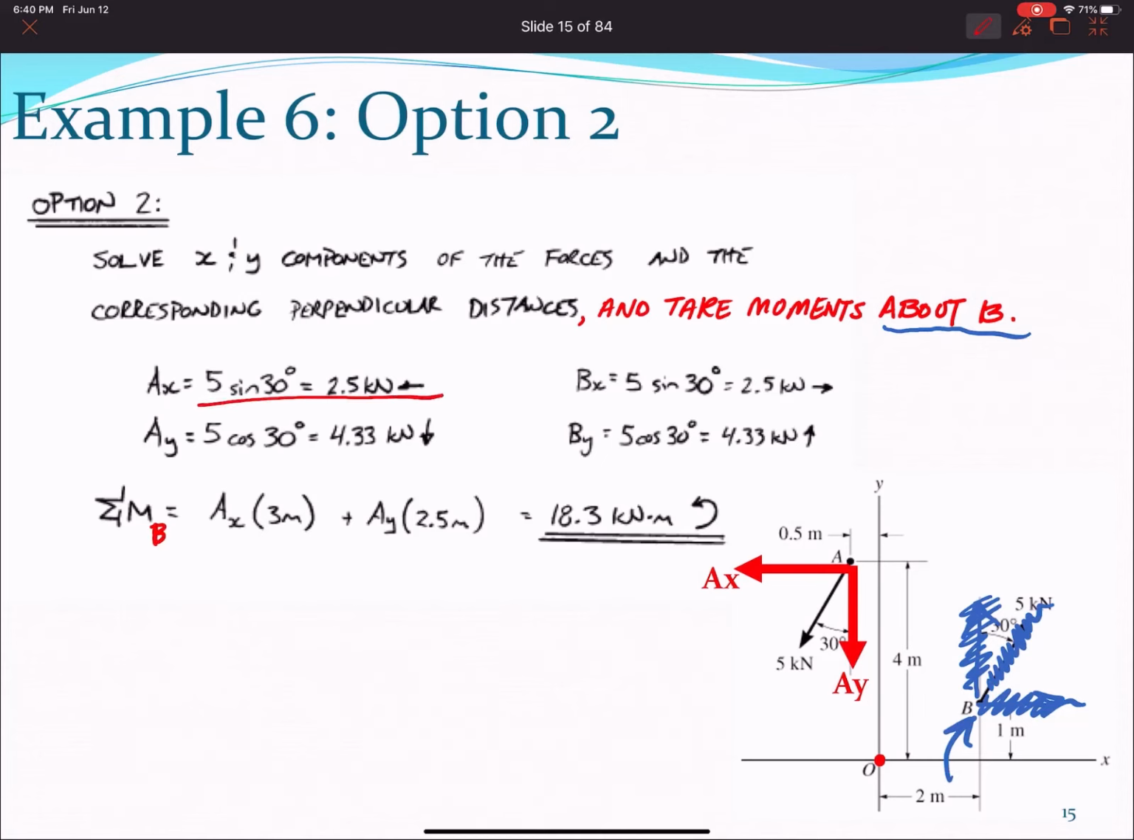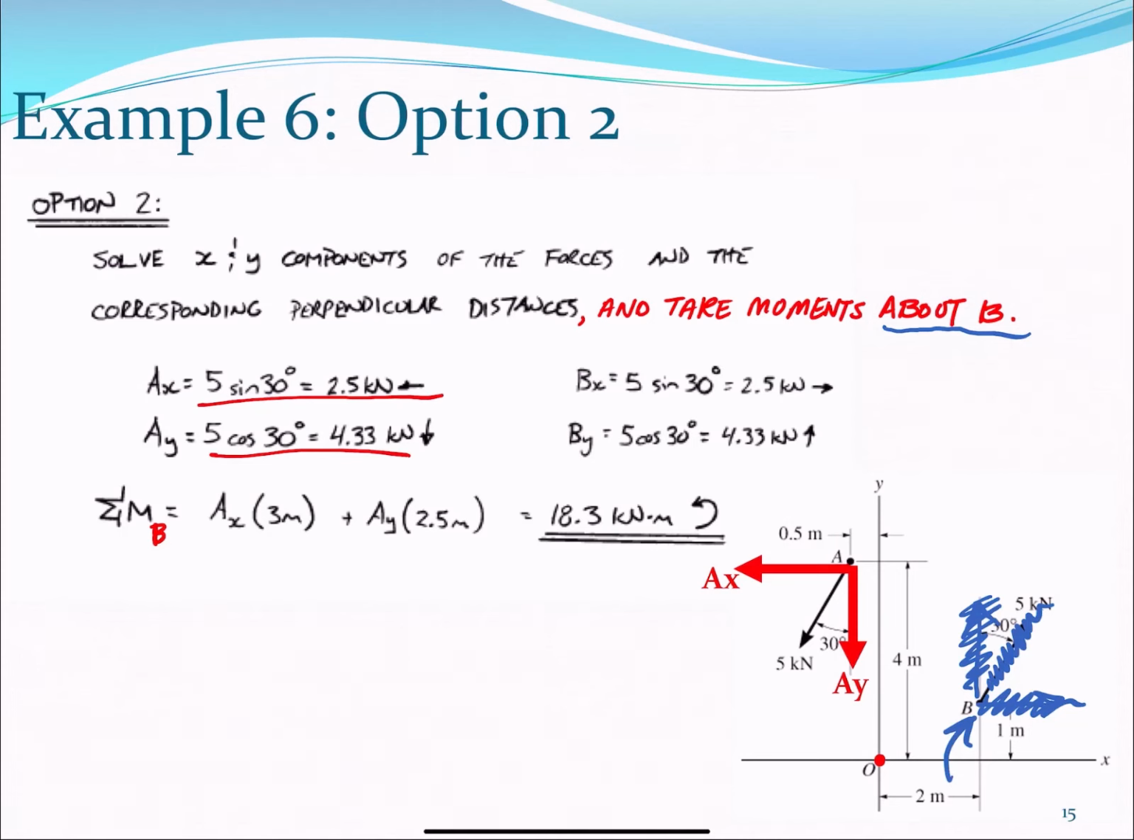AX, this is numerically, and AY, this is numerically, right? Going left, going down. So somebody else calculate the components there. The moment caused by AX about point B, right? This is the line of action. So it would be 3 meters apart, because this is 4 and this is 1 meter. So this is 3 meters. So we have AX times 3 meters. It goes about point B. It goes counterclockwise rotation, so it's positive.